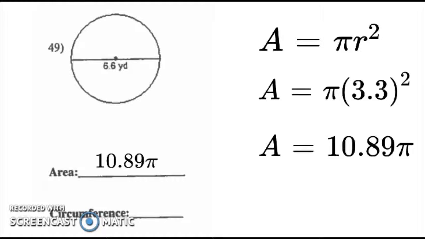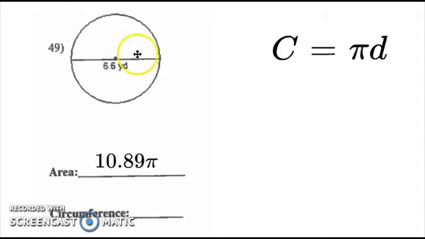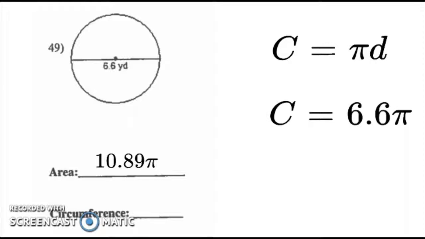The circumference is pi times the diameter. And we're given the diameter, so it's just 6.6 times pi. So the circumference is going to be 6.6 pi. And that's number 49.